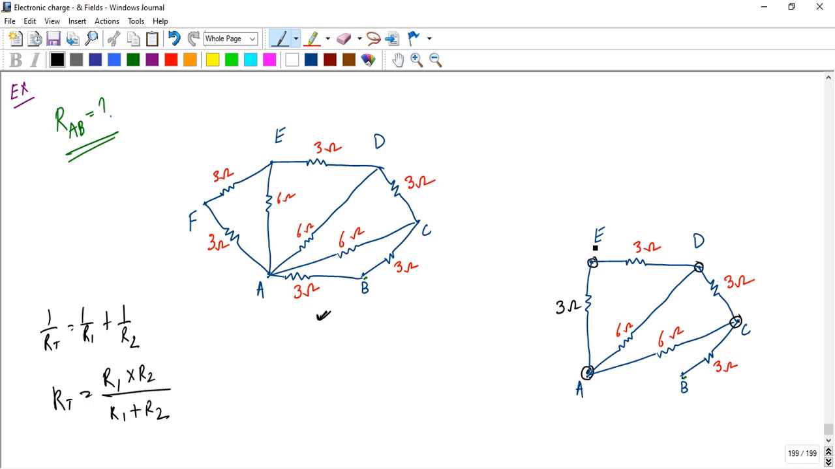And now E is not a junction point here. After solving that, E is not a junction point. Now this 3 and this 3 are in series, so they must be added here. So 3 plus 3 we get 6.